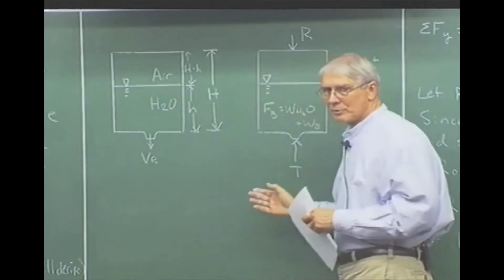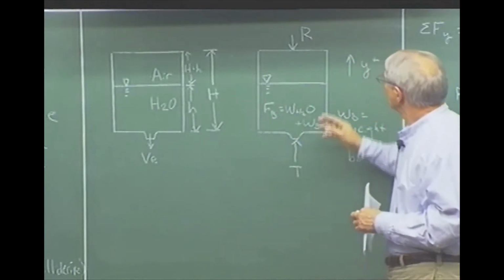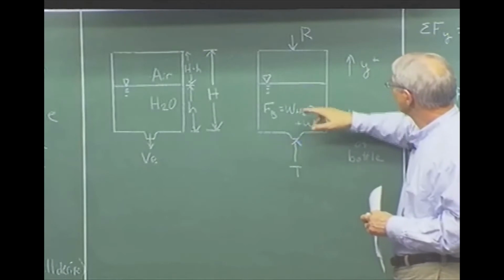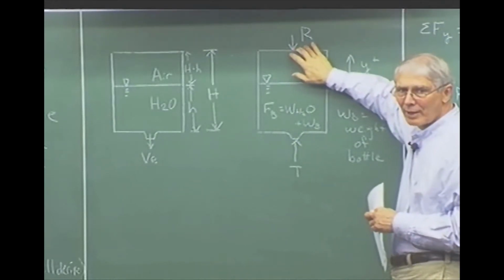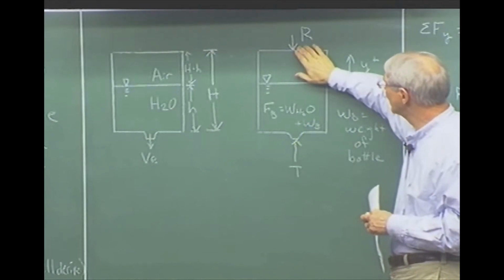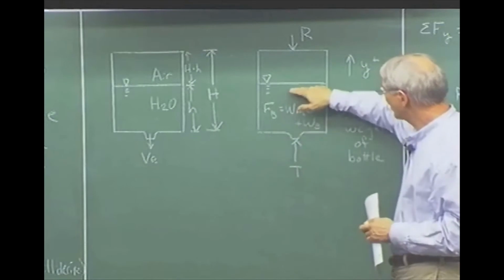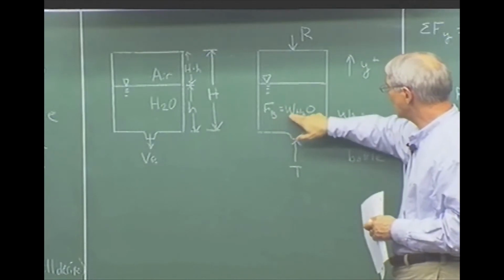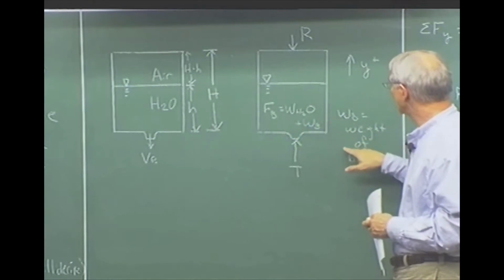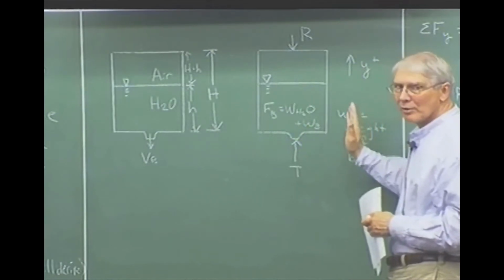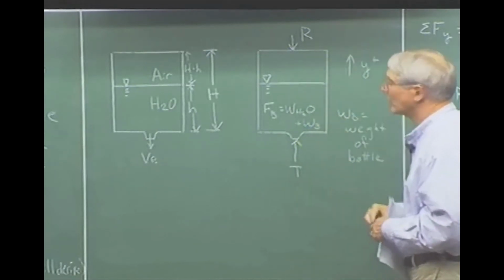Now I'm going to do a free body diagram, and then we're going to sum the forces on it. In our free body diagram, we have a reaction force up here at the top. This is where it's held up. We have thrust at the bottom. And then inside the bottle, we have a body force: the weight of the water plus the weight of the bottle. WB stands for the weight of the bottle. And I've called Y positive in the up direction.